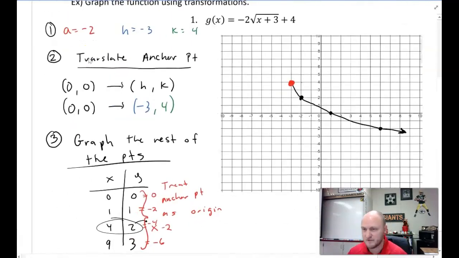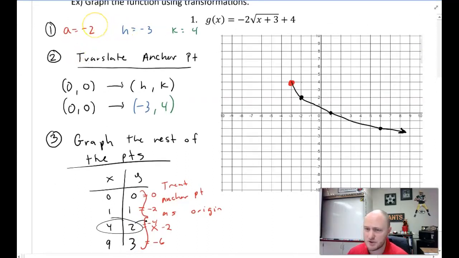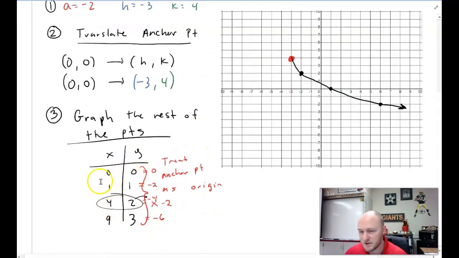Just a recap of this example. I'll show you another example here in a second. First, we found our A, H, and K. A is negative 2. That's going to cause reflection and vertical stretch. H is negative 3, and K is 4. So what we did first is we plotted our anchor point. I translated it left 3, up 4 because of H and K. Next, I used my parent function points here, 0, 0, 1, 1, 4, 2, 9, 3.